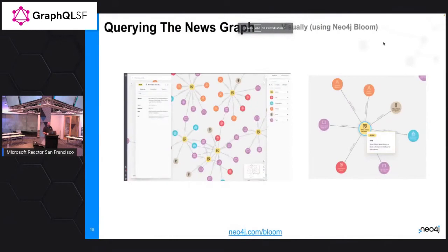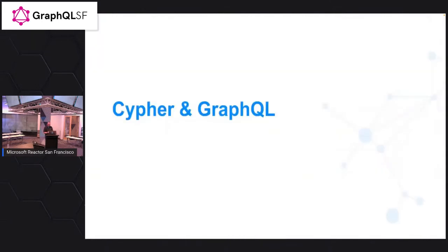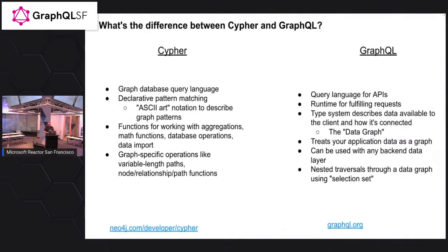Another option would be using visual tools. This is one called Neo4j Bloom, which, if you're not a developer, allows you to use natural language search to visually explore the data. But we're developers, we're building a serious app where we don't have any use for that, so we'll skip that one. And let's compare Cypher and GraphQL a bit here.